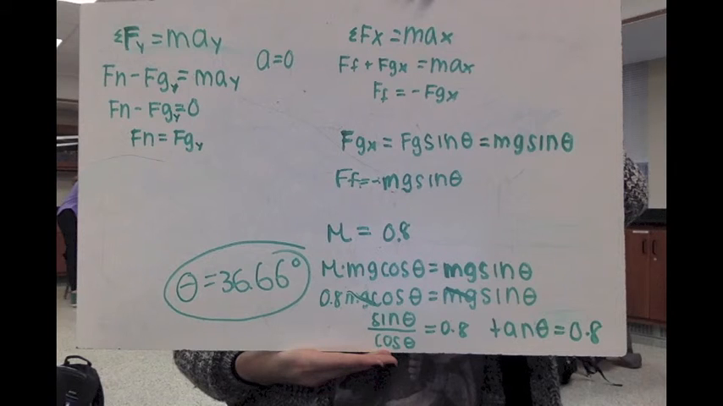And we cross out the m and the g because they're on both sides, and we're left with sine theta over cosine theta equals 0.8. Then we do an inverse tan of 0.8 and we get 38.66 degrees as our answer.